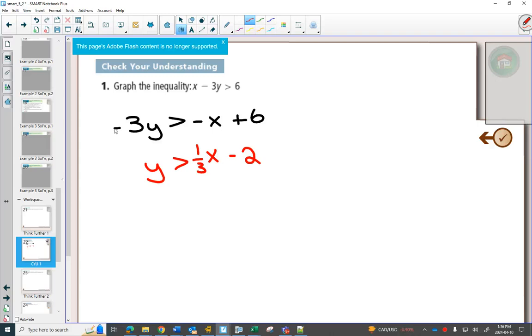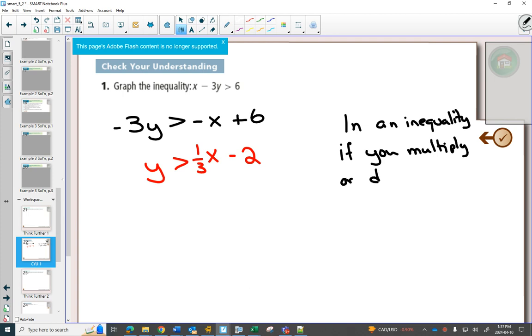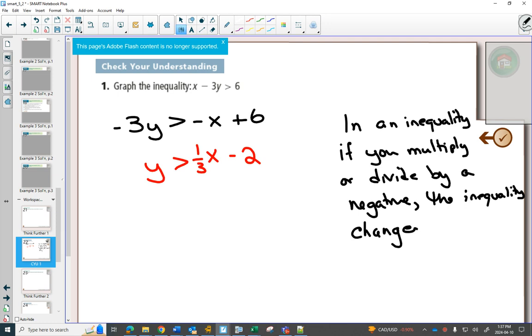Inequality. Do you remember from previous years, in an inequality, if you multiply or divide by a negative, the inequality changes. Sometimes teachers say it flips.